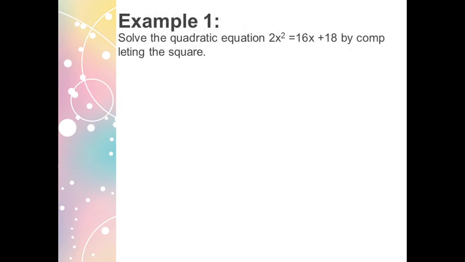Let us take a look at these examples. Solve the quadratic equation 2x squared is equal to 16x plus 18 by completing the square. First, we need to divide all the terms by the coefficient of x squared. So we are going to divide all terms by 2. Therefore, we have x squared is equal to 8x plus 9. Then, we isolate 9, the constant term, to the right side, transposing 8x to the left side.